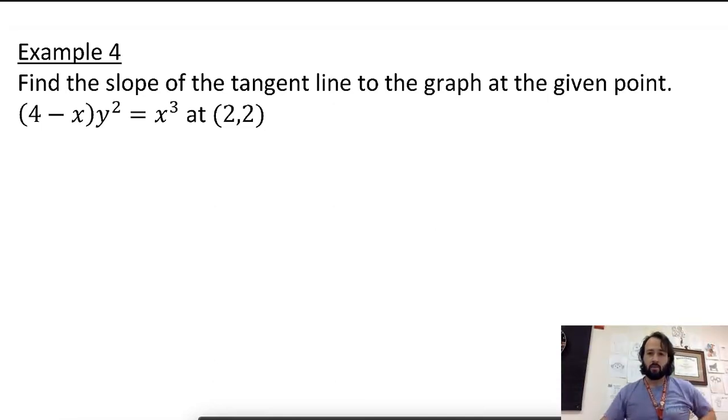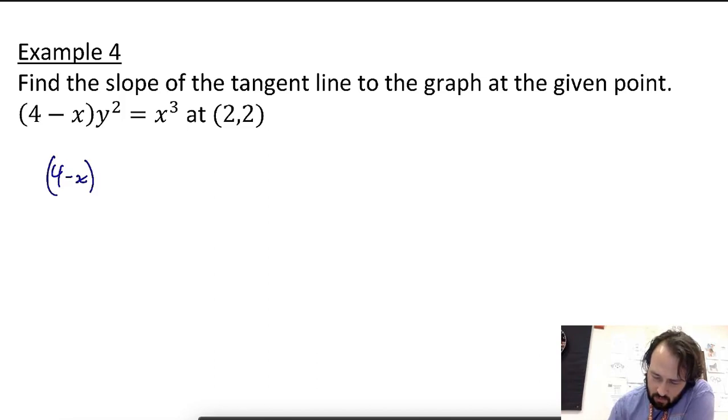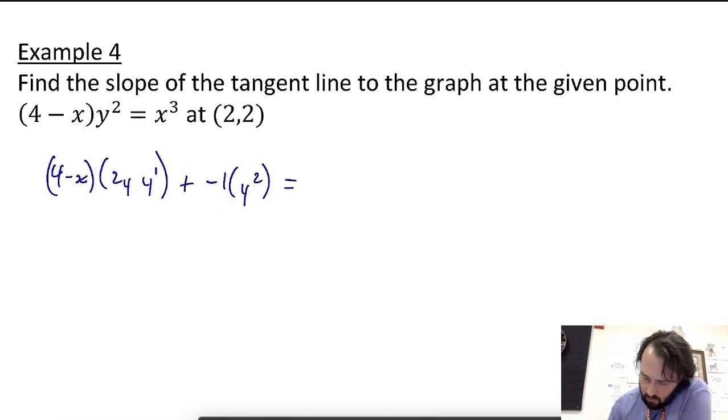Okay, find the slope of the tangent line. So I first need to find the derivative, right? Slope of the tangent is still related to the derivative. So dy dx at 2, 2. There are different ways to do this. You can solve for y if you want to, but I'm not going to. So let's see. We have uv prime over here on the left-hand side. So I'm going to leave it the same the first time, and then 2y y prime, and then plus negative 1, y squared, equals the derivative of x cubed, which is 3x squared.